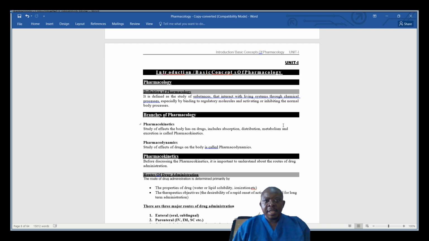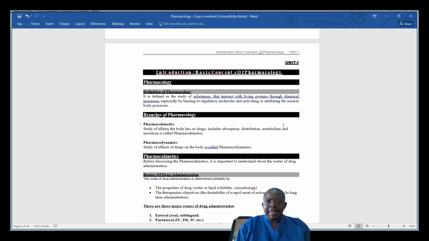The opposite is true when we are defining pharmacodynamics. In pharmacodynamics, we are looking at the effect of the drug on the body. Okay, so that is what we call pharmacodynamics, the effect of the drug on the body. Does it cause you to be drowsy? Okay, so we are looking at such things. That is what we call pharmacodynamics.